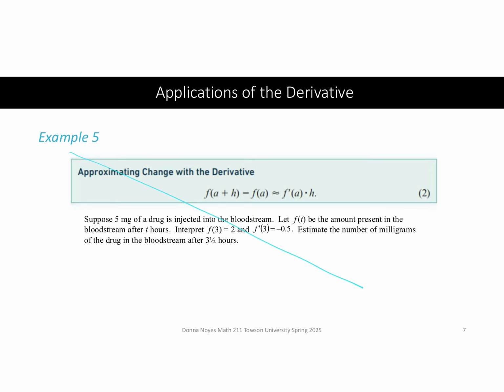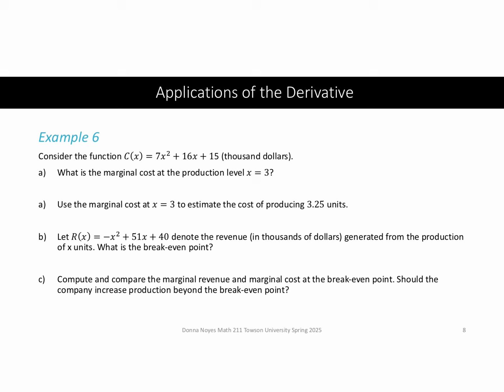So sorry. So example 6 says, consider the function c of x equals 7x squared plus 16x plus 15 in thousands of dollars. So what is the marginal cost at the production level x equals 3? Well, we know marginal means take a derivative. So let's first find c prime of x. So c prime, well, we know at this point that that would be 7 times 2 is 14x, and then plus 16, and then we want to know c prime of 3. So c prime of 3 would be 14 times 3, which is 42. And then what we're going to do with that is add 16.